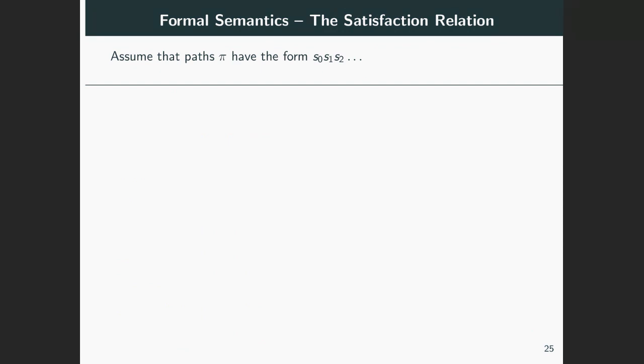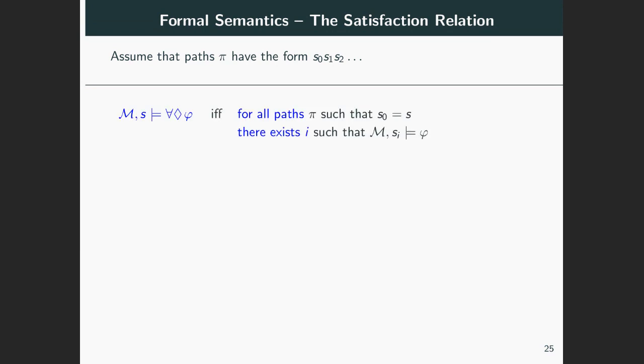Now let's move to the interesting temporal connectives. As usual, whenever we write a path pi, we assume that it has the form S0, S1, S2, and so on, just for the sake of having a way to indicate its states. First, let's consider the two variations of eventually. For all eventually phi holds just in case, for all paths starting in the current state S, there is a state where phi holds. That is, there is an index I such that phi holds on the ith state on the path. So we use indexes to identify states on the path.